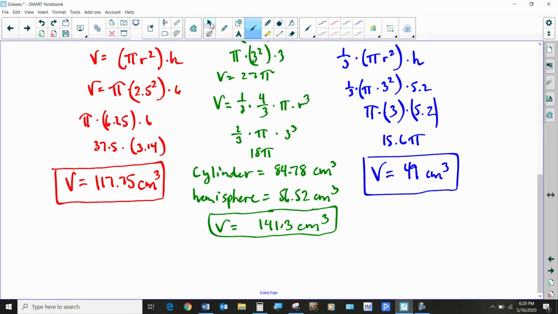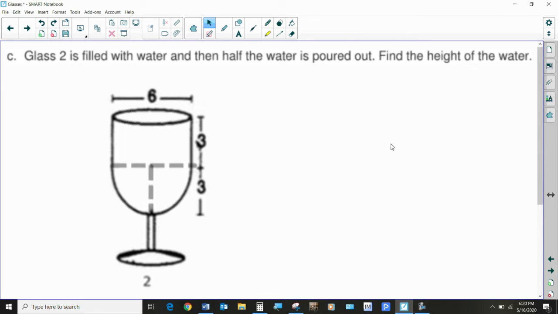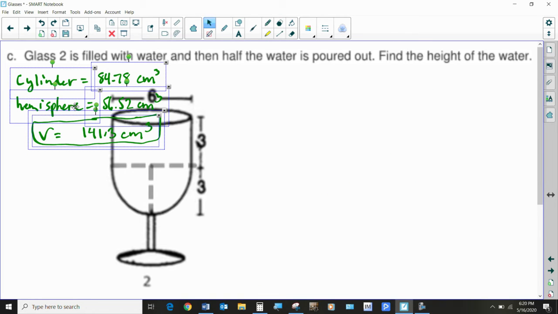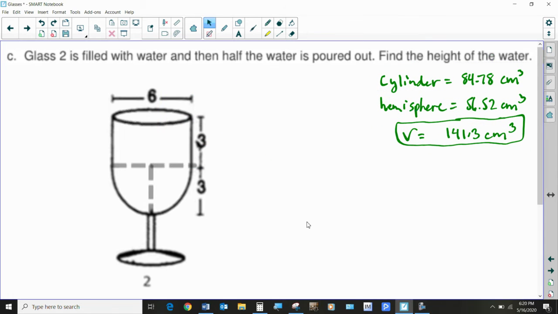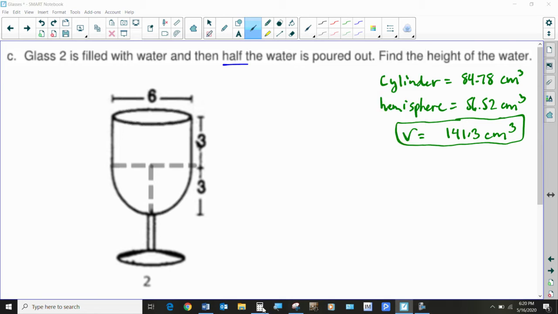All right, so I'm going to take this piece of information right here and work my magic. I'm going to copy that, and I'm going to paste it over into here because this is really important information for us to have. All right, so when filled, this glass has 141.3 cubic centimeters, but we're going to pour off half of that water. So what do we have here? Let me change my color to red so we can see it. So what is half of 141.3?